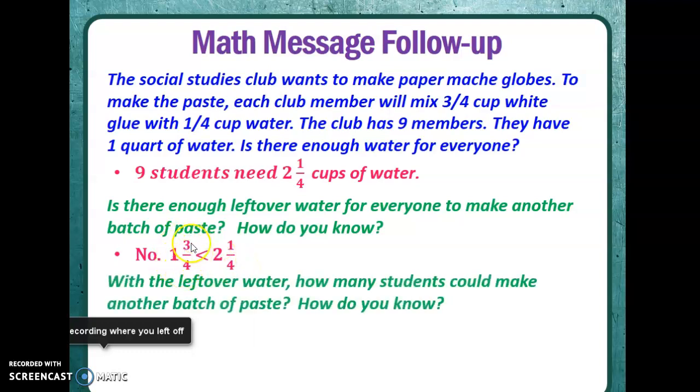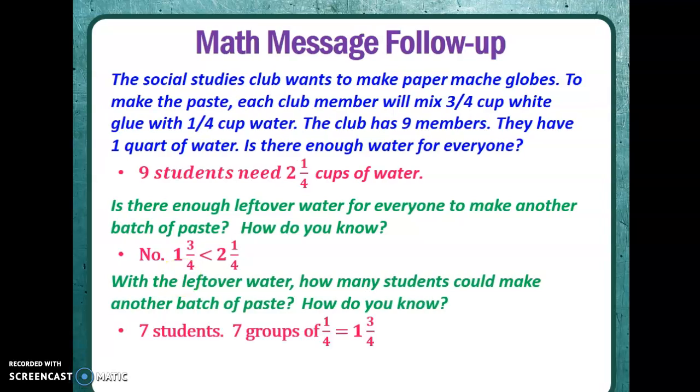With this leftover water though, 1 3/4 cups, how many students could make another batch of paste? We know that every student needs a 1/4 cup of water. So how many 1/4 cups are in 1 3/4? Pause the video so you can draw a picture to figure this out. 7 students could make another batch of paste because 7 groups of 1/4 equals 1 3/4, or 7 times 1/4 equals 1 3/4. So we could have 7 students make another batch of paste.